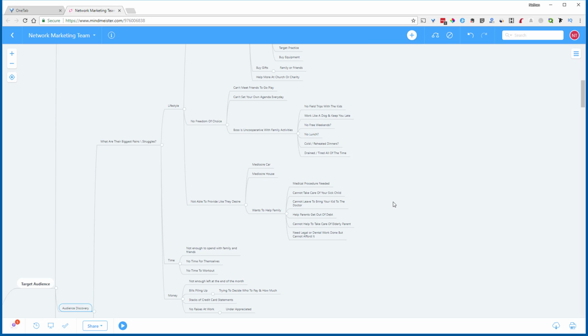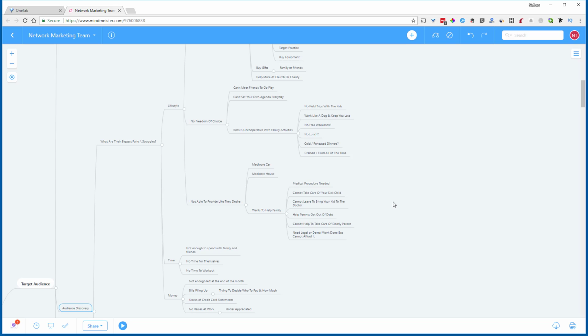The money side, not enough money left at the end of the month. The bills are piling up. You're trying to figure out who you're going to pay and how much you're going to pay to which creditor. You have stacks of credit card statements sitting on your desk, and you freaking hate staring at them every single day, right? Or no raises at work, and you're just not appreciated or valued for the worth that you actually have. That you've allowed someone else to dictate what you're worth on an hourly basis.